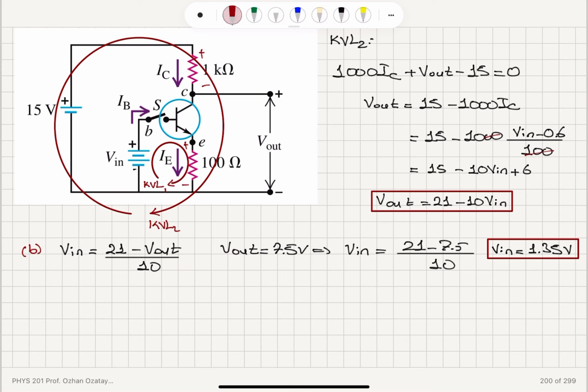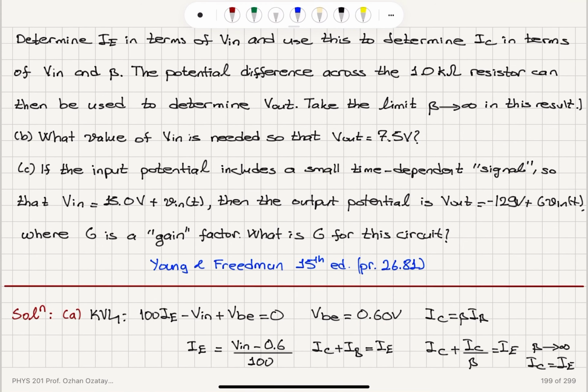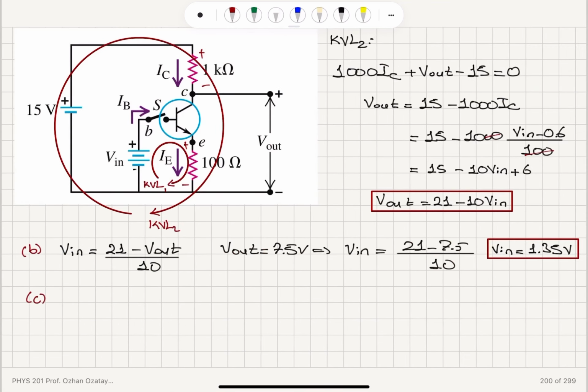Now let's look at part C of the problem. If the input potential includes a small time-dependent signal so that V in is 15 volts plus V in as a function of time, then the output potential is V out equals minus 129 volts plus G times V in of t, where G is a gain factor. What is G for this circuit?